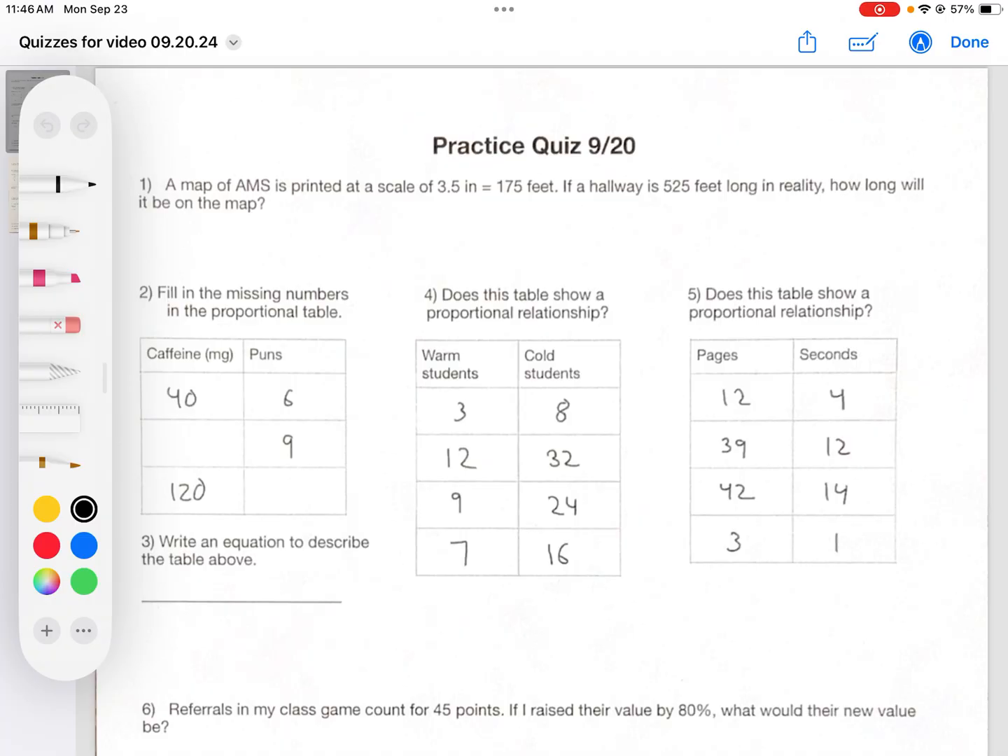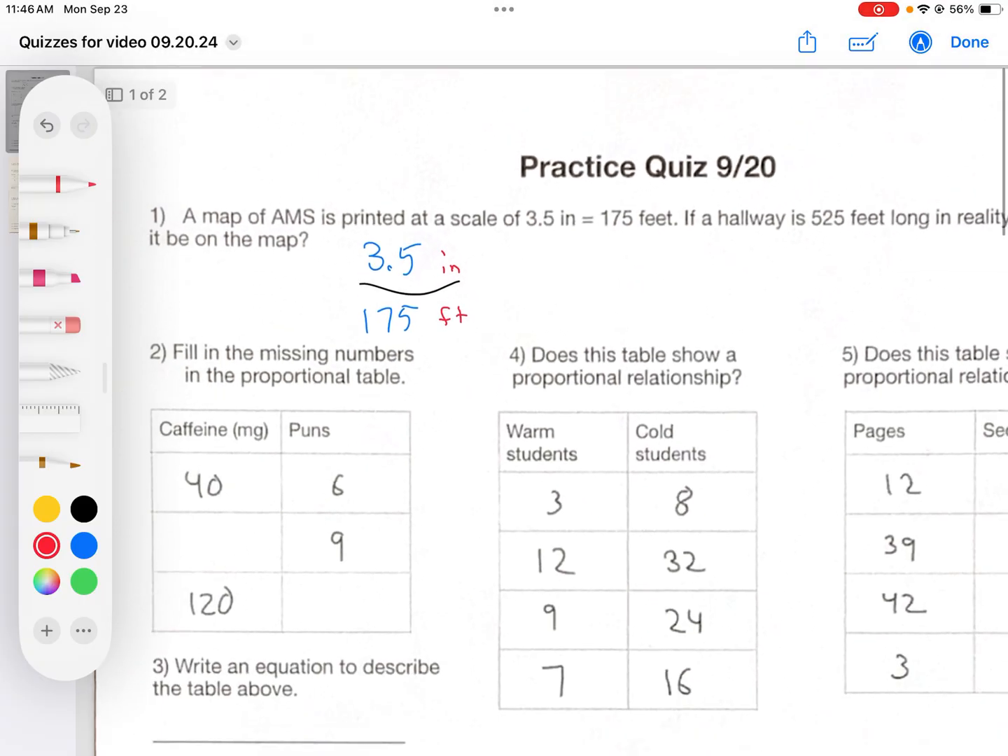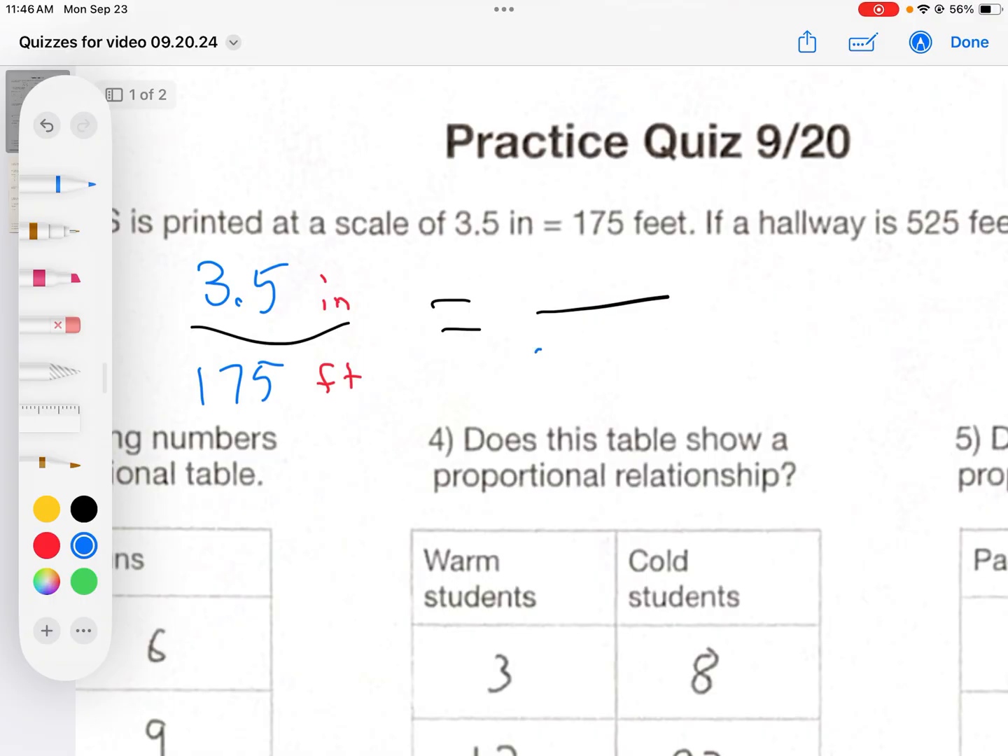Number one, a map of AMS is printed at a scale of 3.5 inches equals 175 feet. Now my instinct here immediately is going to be to put 3.5 inches over 175 feet. Then we have that a hallway is 525 feet long in reality. So that number, of course, is going to go next to the other feet number, 525 feet.